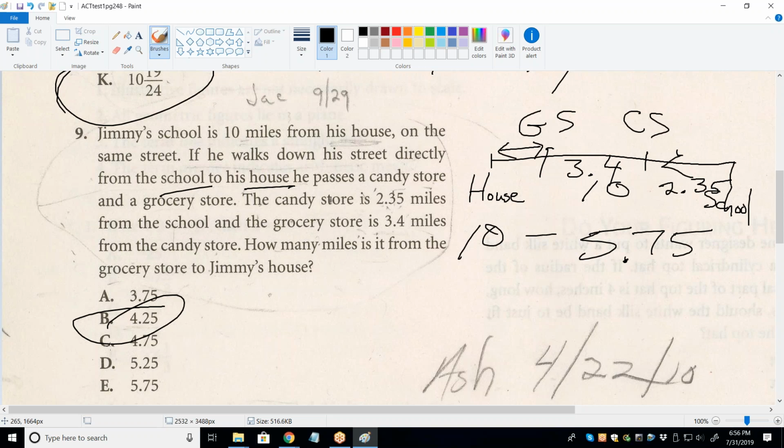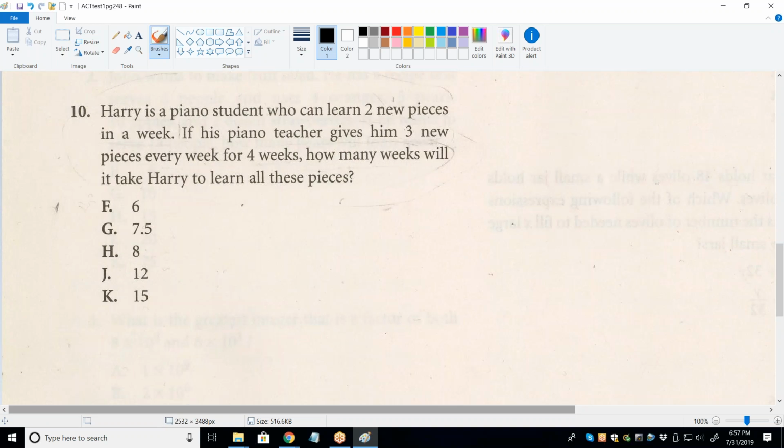These are easy problems. You just have to do them right. In other words, you want to draw a picture. If you don't draw a picture, this is hard to get an understanding on. Especially since they try to trick you. They start out by telling you the distance from the school to his house, and then they tell you he walks down the street, but it's important to know that he starts from the school, not from his house. So, in a way, it's kind of trying to trick you. All right, how about number 10?